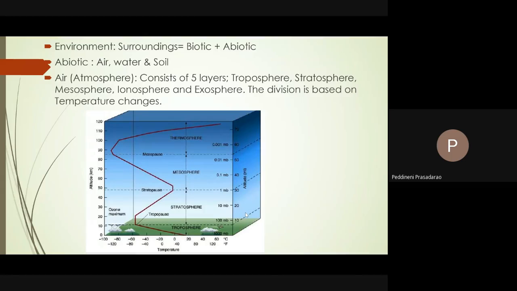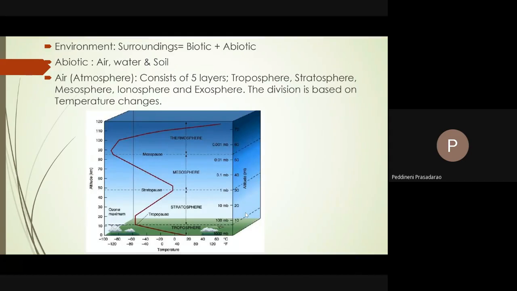So that's why, though the issue is related to the lower atmosphere, the impacts will be felt on the biosphere. Of course, once we are talking of the biosphere, automatically it is the lithosphere and hydrosphere.